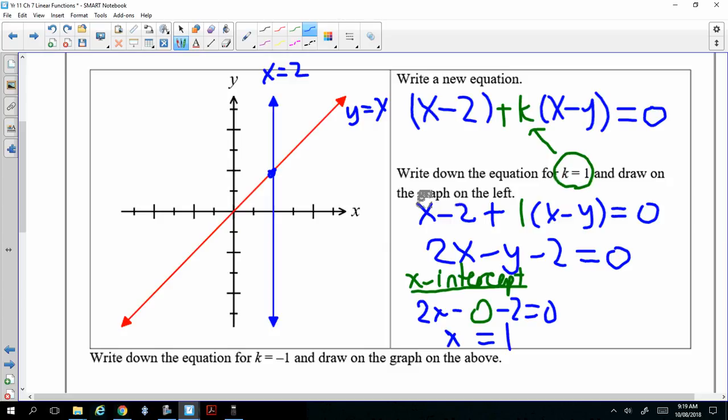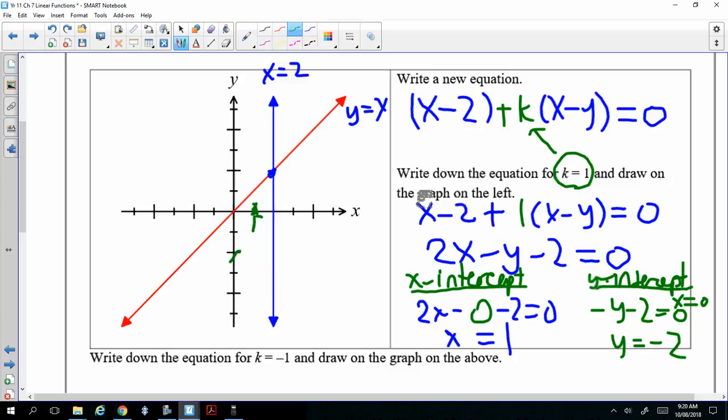I'm going to use a different color, like a green pen. Let's find the y-intercept. That's when x is 0. When x is 0, you get negative y minus 2. Notice when x is 0, the 2x just disappears. So what's y equal to? Negative 2. Let's find negative 2 over here.